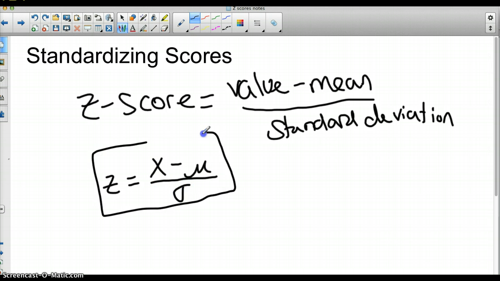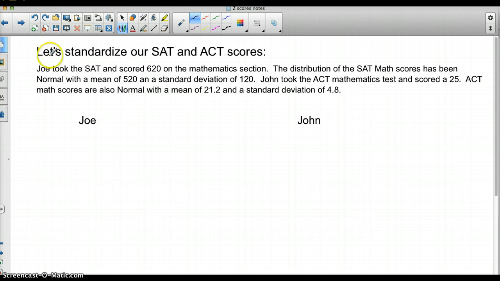It's important that you have this formula written down because it's going to be used throughout the rest of this lesson. So let's standardize our SAT scores and see who did better. So Joe, we know, took the SAT and scored 620. So his 620 value equals x.